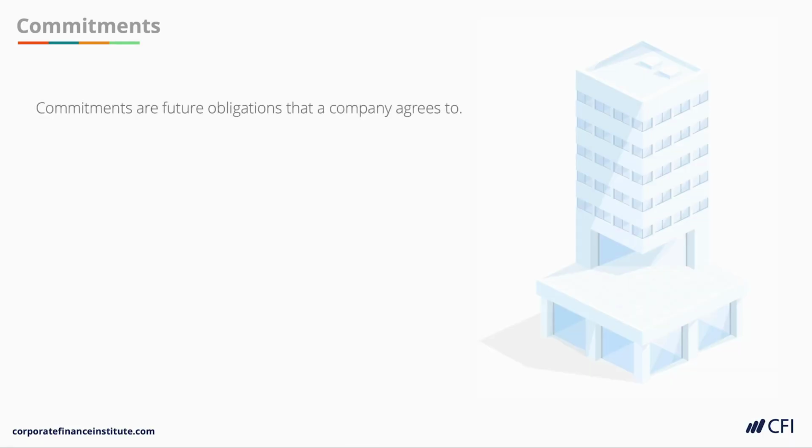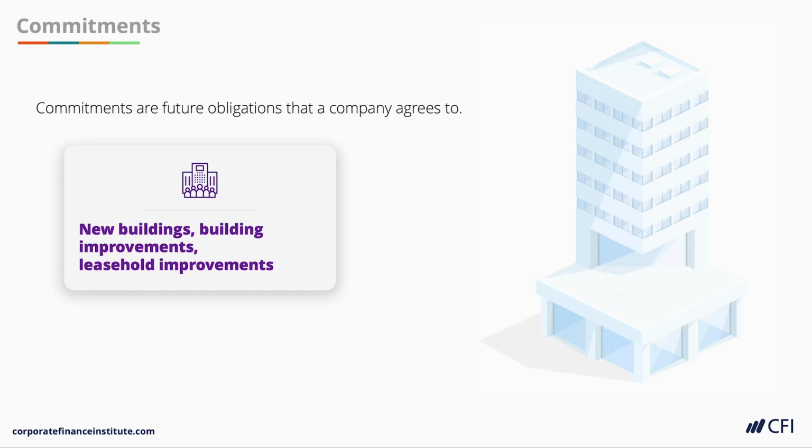Commitments are future obligations that a company has agreed to. They're future liabilities for the company and therefore are disclosed in the balance sheet so a reader is informed of the liability. For Espresso Software, they've committed to constructing new buildings, building improvements, and leasehold improvements.